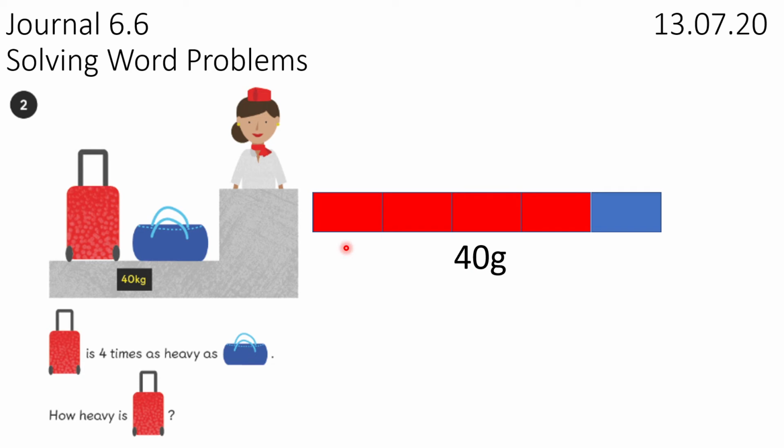Now how many parts are there to that 40 kilograms? 1, 2, 3, 4, 5. So to find out how much each part is worth, we need to divide 40 by 5. Now how many 5s are in 40? Let's count in our 5s. 5, 10, 15, 20, 25, 30, 35, 40. So we know that 40 divided by 5 is 8.